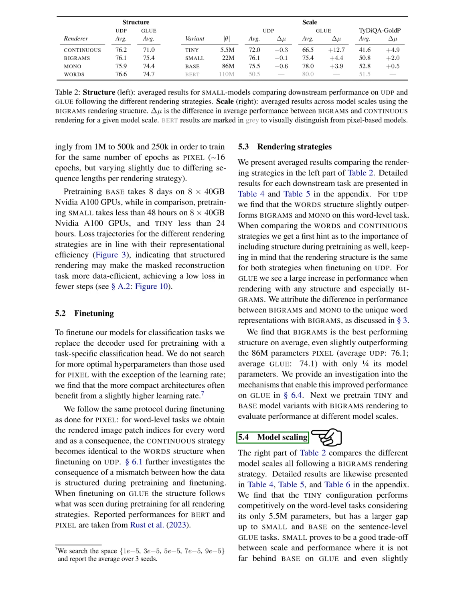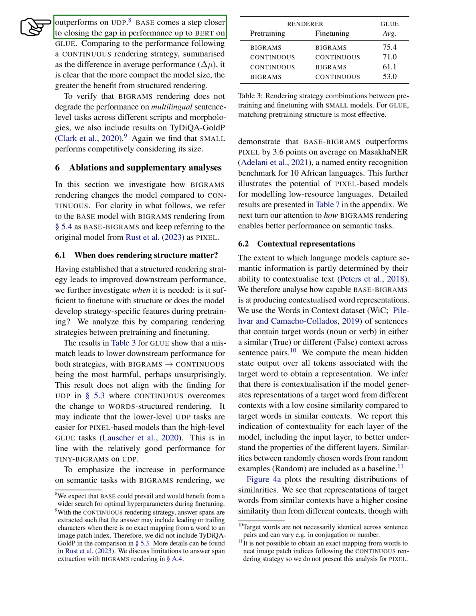Section: Model Scaling. We're going to discuss model scaling and how different model scales compare when using a bigrams rendering strategy. We've found that the tiny configuration, despite having only 5.5 million parameters, performs well on word-level tasks. However, it falls behind the small and base configurations on sentence-level GLUE tasks. The small configuration strikes a good balance between scale and performance, performing nearly as well as base on GLUE tasks and even slightly outperforming it on UDP tasks. Base, on the other hand, narrows the performance gap with BERT on GLUE tasks.